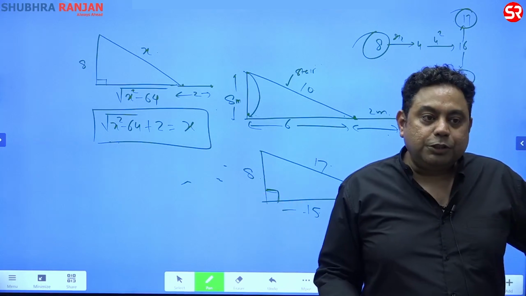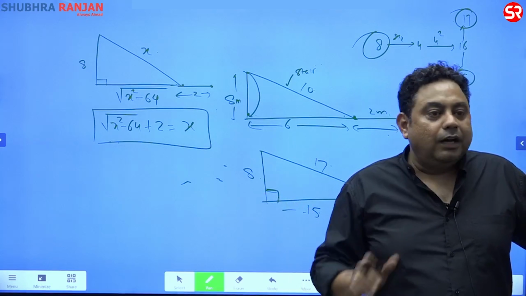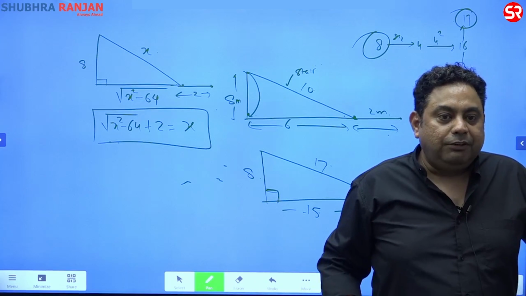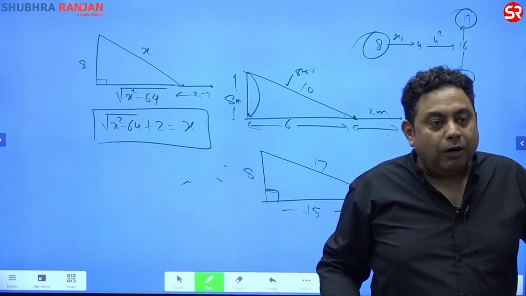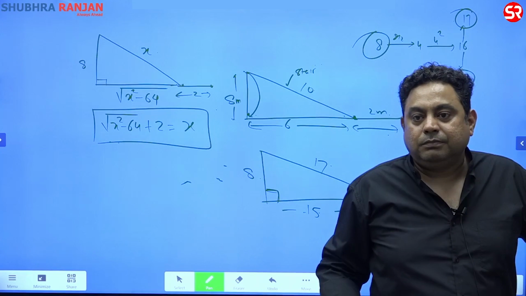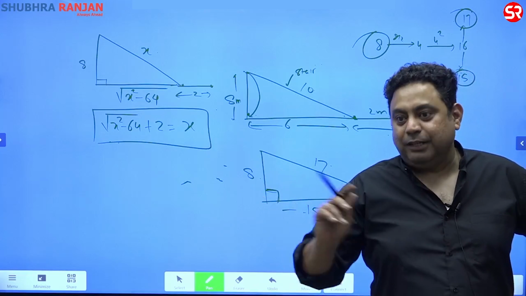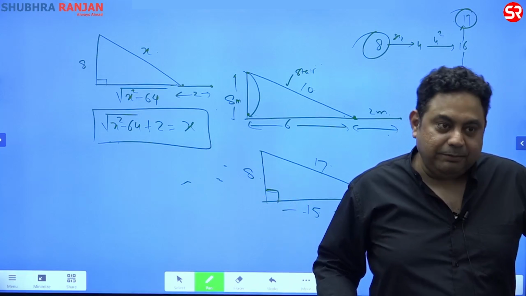Whenever in a Pythagoras theorem question you are given one side, remember Rishi sir's funda: even, half square; odd, square half. Don't disclose it. Alright. Whenever one side is given, keep this thing in mind. Clear?